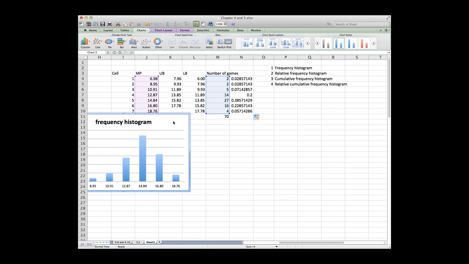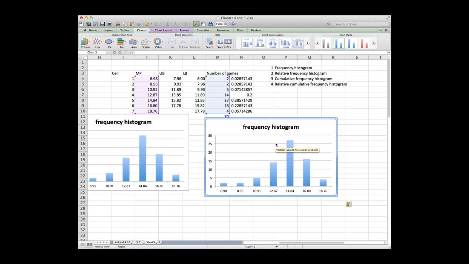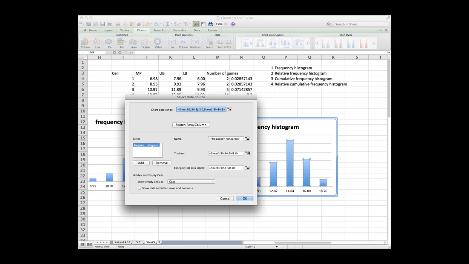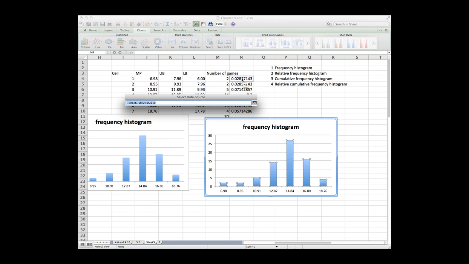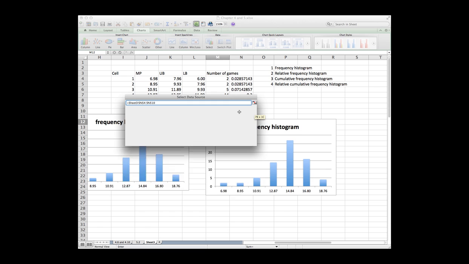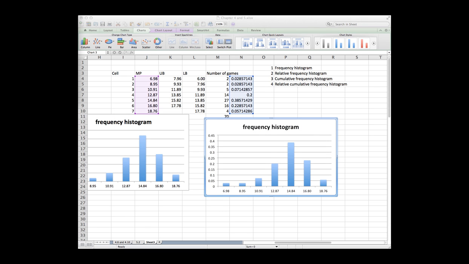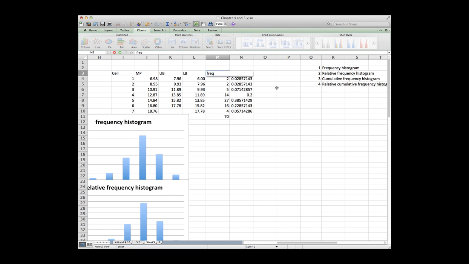And now what we can do is change the data on this, so that the y is no longer number of games, it's the relative frequency of the number of games in which that particular number of points were scored. Done. So we can change the name of this. Okay, I'm going to change the title of each of these columns so we can keep them straight.